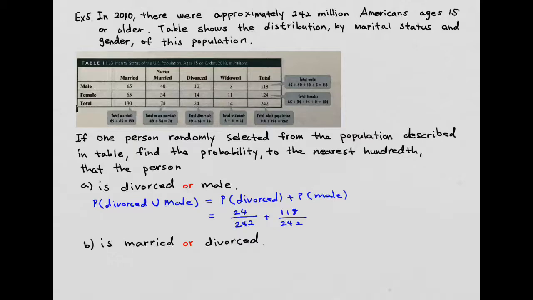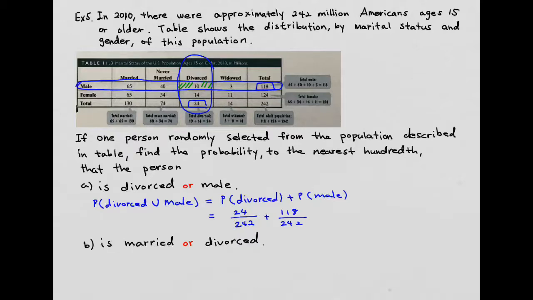So let me just circle that too first. When you're looking for divorce first, and male, we know we're using the total number of each. That's why we use 24 and 118. So when you're looking at this, what else you know is that we have one area that's overlapping. So this area is overlapping, so I end up using 10 twice.